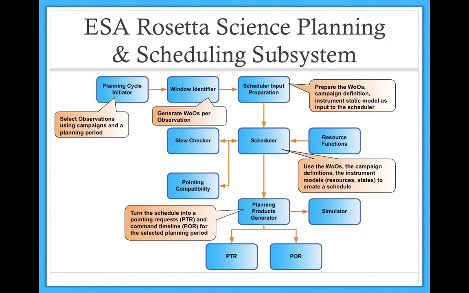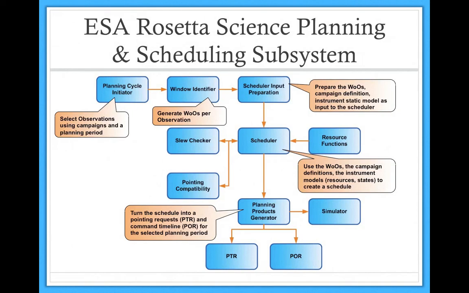Then, the campaigns covering that period are identified, and the observations within each campaign. Those observations are expanded with conditions from the campaigns before going through window identification. The window identification component creates windows of opportunities, WOOs, per observation by checking its feasibility as far as geometrical and attitude conditions are required.